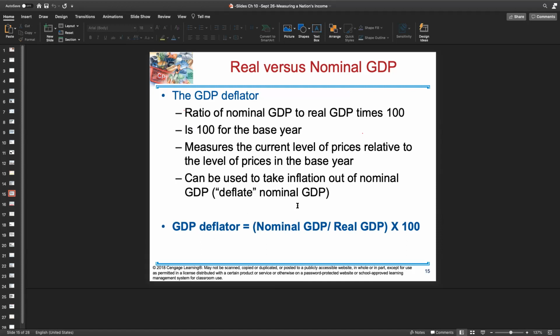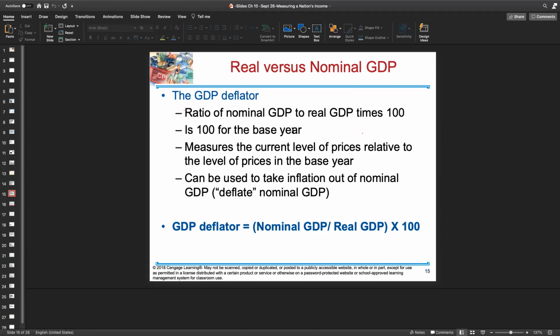How can we calculate that? The GDP deflator is equal to the nominal GDP divided by real GDP multiplied by 100. So it's not difficult, but the key point here is that you have to remember, first of all, to define what the base year is. And based on that base year, you keep that base year as 100.